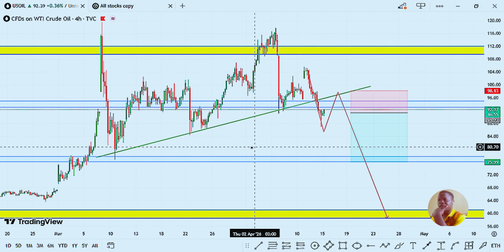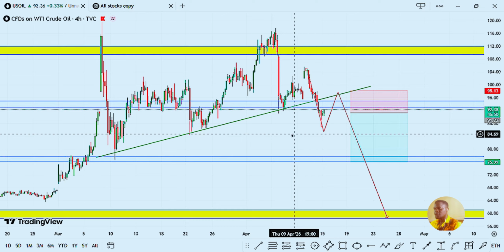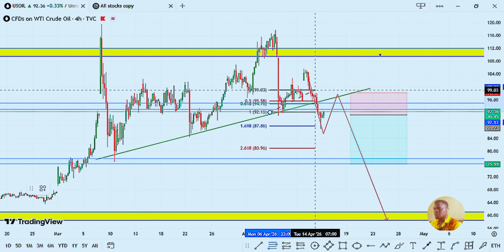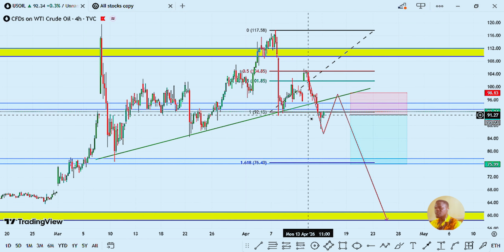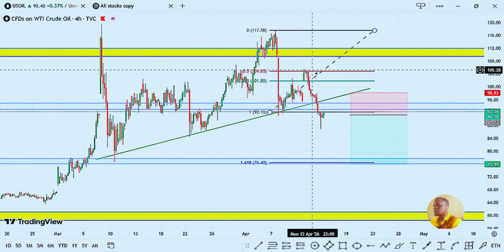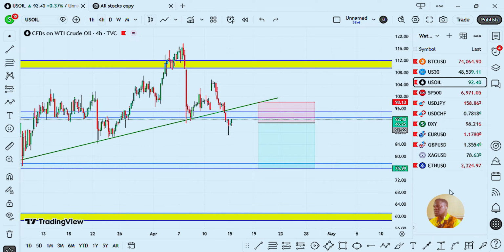Alright, so this is what I'm looking at on this US oil. Alright, so we might see some correction from here, from this 100% Fibonacci retracement. Okay, so this is what I'm looking at now. Let's look at the dollar index before we look at euro and GBP.